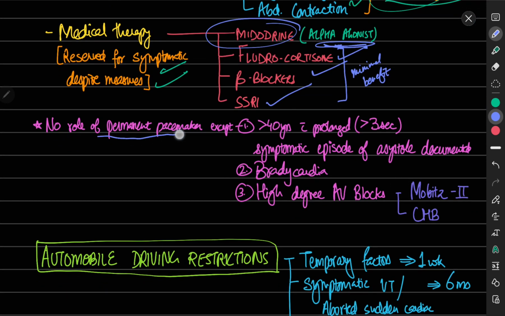There's no role of permanent pacing except in patients more than 40 with documented symptomatic episodes of asystole of more than 3 seconds, symptomatic bradycardia, and high degree AV blocks. This includes congenital heart blocks and Mobitz type 2 block.